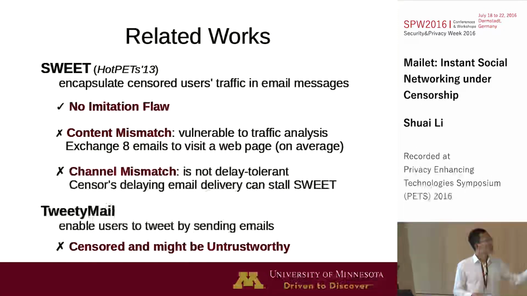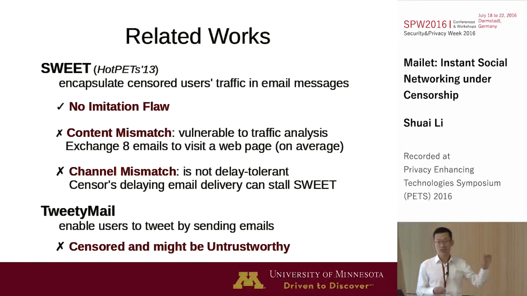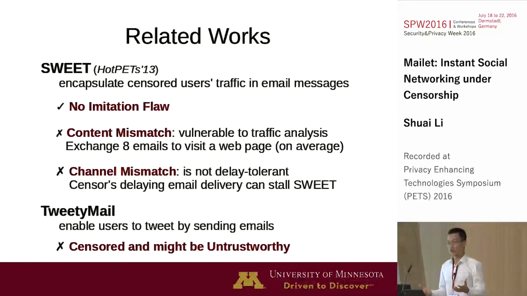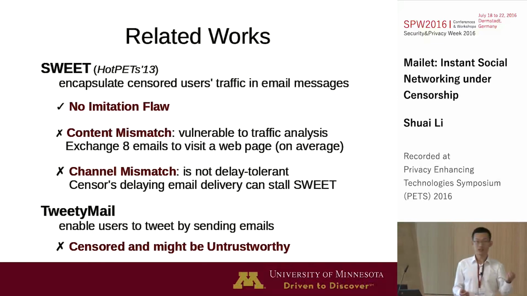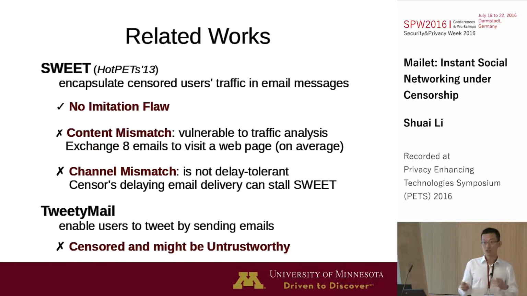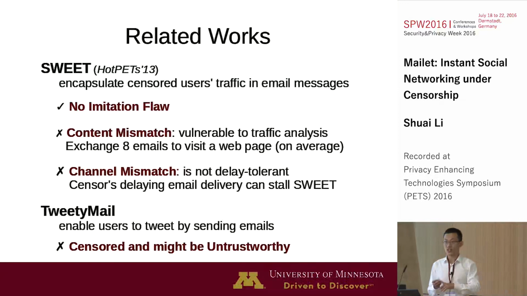The second point, however, is that SWEET is not content consistent. It uses email channels to transmit network layer traffic, and this property enables the censor to detect the SWEET service. For example, a SWEET connection needs email exchanges between the user and the proxies, many emails. The typical number is 8. So a connection needs 8 emails. The censor can know that and block it.